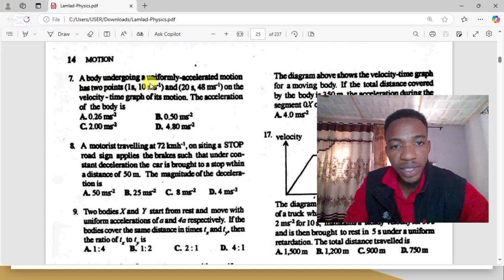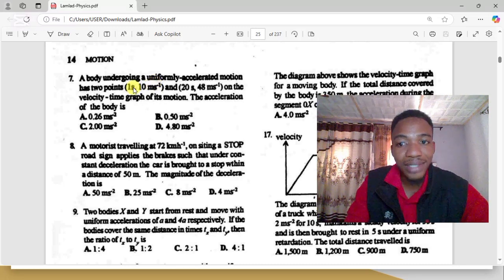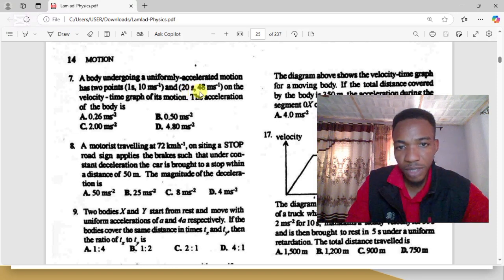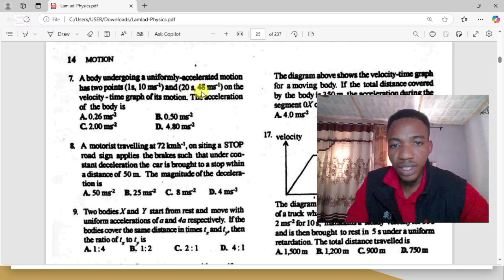says a body undergoes a uniformly accelerated motion and it has 2 points. The first point is it started at the first second and the velocity at that time was 10 meters per second, and at 20 seconds the velocity at that time was 48 meters per second on the velocity-time graph. The acceleration of the body is, so we are supposed to look for acceleration.